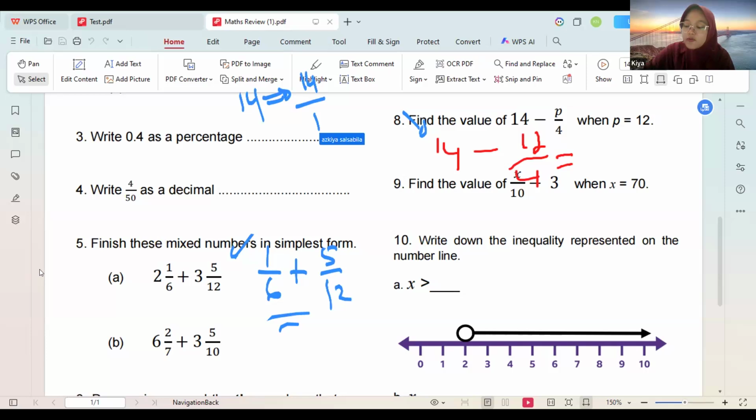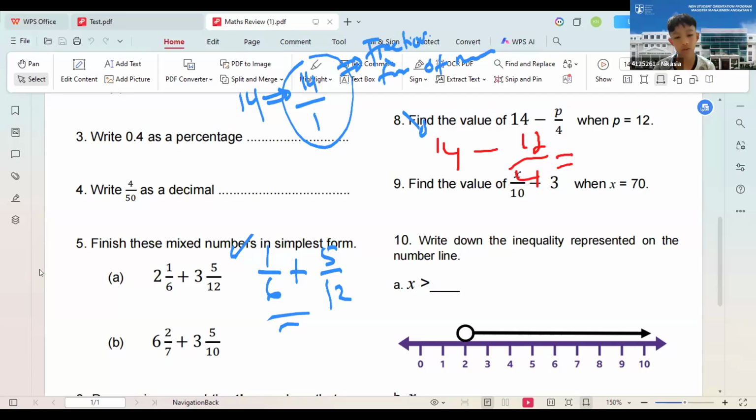This is the fraction form of a number. Okay, so what do you have here? 14/1. Yes, 14/1.